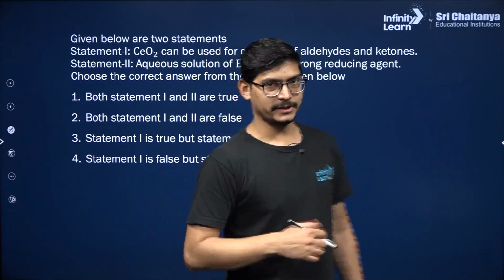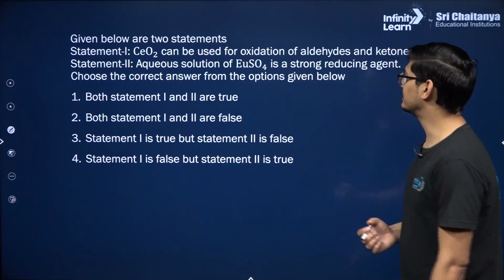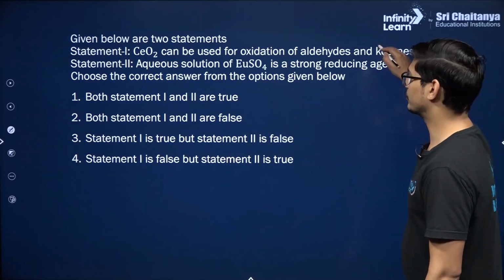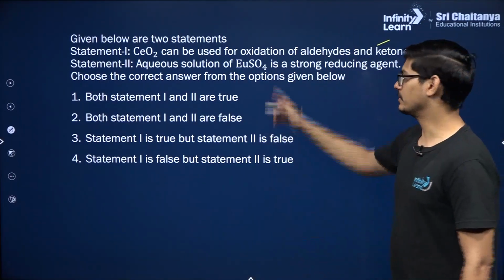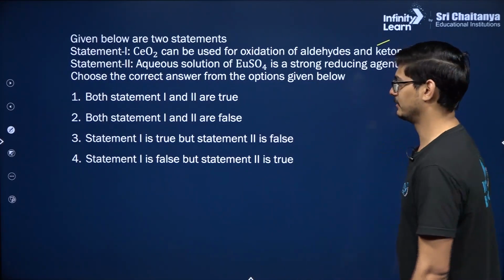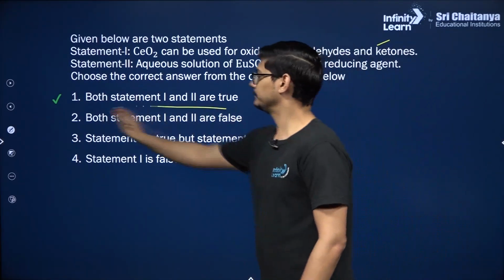CO2 is in +4 state, right? It wants to reduce to +3 state, so it can be used as an oxidizing agent. True. Aqueous solution of europium sulfate is a strong reducing agent. Yes, because it wants to oxidize to +3 state. All right. So the correct answer is this.